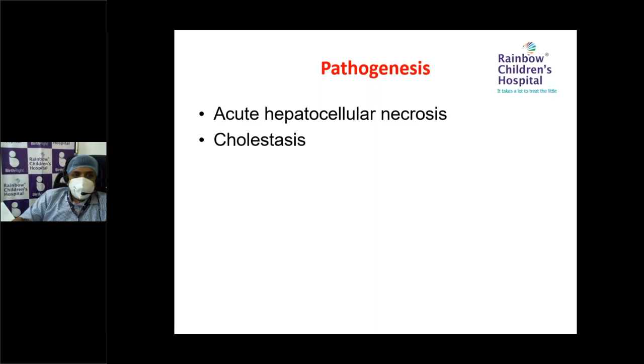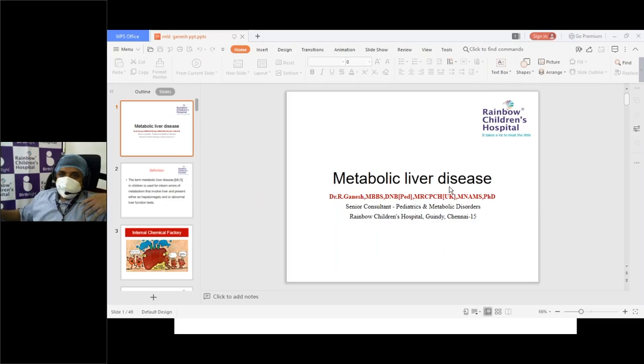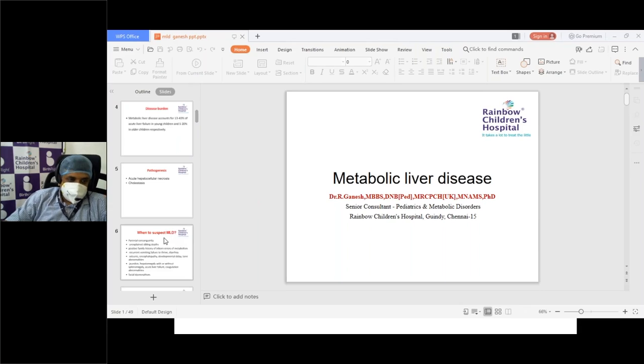So these two are the predominant things that happen in the liver, and the manifestations of this will be either in the form of a hepatomegaly, or presenting as a cholestatic jaundice, or presenting as an acute liver cell failure, or presenting as a chronic liver disease with or without cirrhosis, with or without portal hypertension, etc.